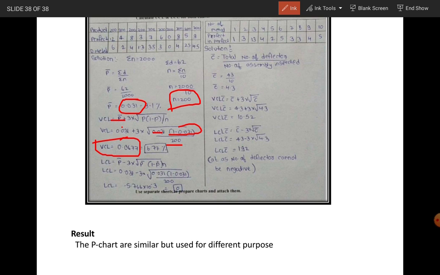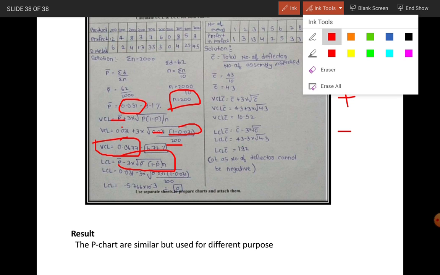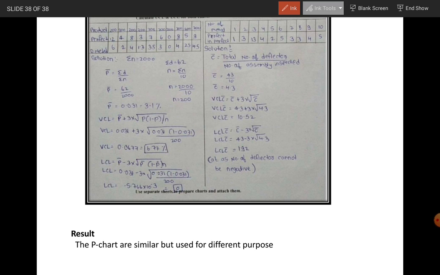For the lower control limit, we only have to use a minus sign instead of the plus sign. See here the difference. I will just clear out and highlight the difference between the two formulas. See here, upper control limit has plus, and lower control limit has minus. The steps are the same, and by substituting the values of p, we will get the lower control limit.